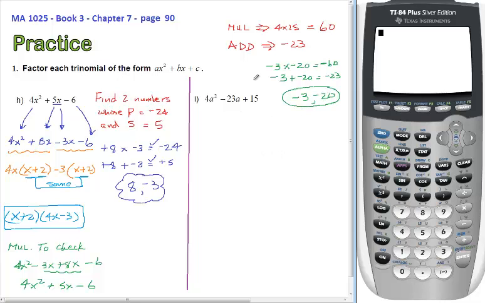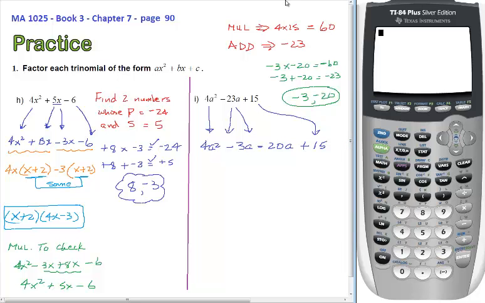Now what do you do with those? Remember, this front term stays the same. This term becomes two terms using the two new numbers you found. So negative 3a, negative 20a. And this number carries down as well. So you go from 3 terms to 4 terms.